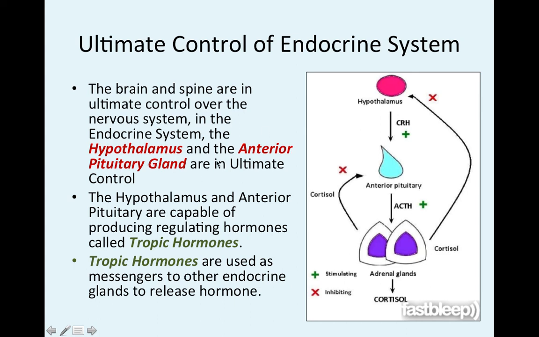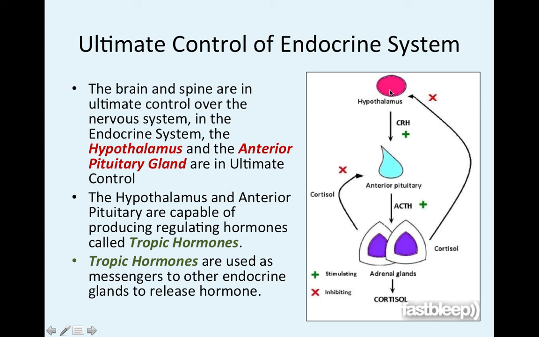The reason for it is they produce hormones that cause the release of other hormones. What I mean by that is the hypothalamus and the anterior pituitary are capable of producing regulating hormones, and regulating hormones are called trophic hormones. What trophic hormones do is they are used as messengers to other endocrine glands to release hormones. So these spots often release hormones that cause the release of other hormones. I know that's confusing, but that's why we say they're under the ultimate control. It's because they're releasing hormones that cause the release of other hormones.